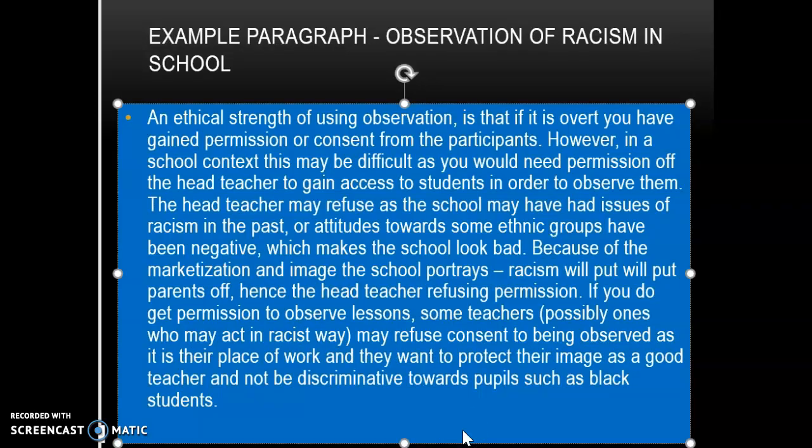An ethical strength of views and observation is that if it's overt, you've gained permission or consent from the participant. However, in a school context, this might be difficult as you would need permission of the head teacher to gain access to the students in order to observe them. So that in itself is a band 3 answer.